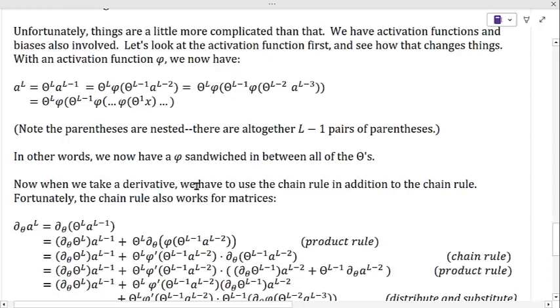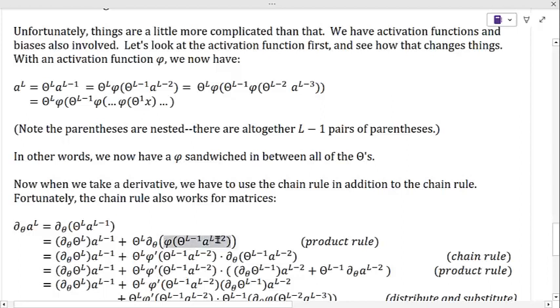In this case, when we take a derivative, we'll have to use the chain rule, because we're taking a function of a matrix times another function. Fortunately, the chain rule also works for matrices. All right. So when you apply the chain rule, first let's go through this. The derivative of my output is the derivative of this matrix times this output. Here I use product rule like before. Take the derivative of the first term times the second term, plus the first term times the derivative of the second term. But I've replaced AL minus 1 with this expression.